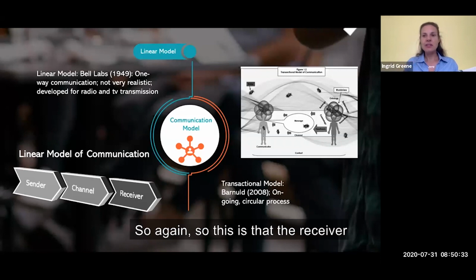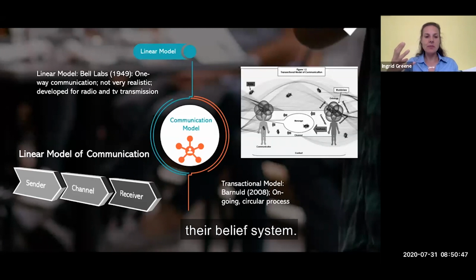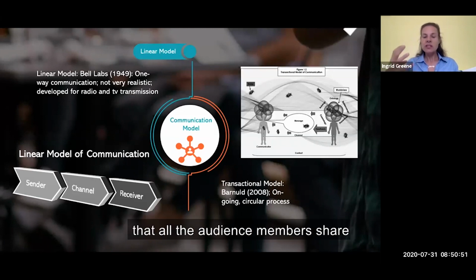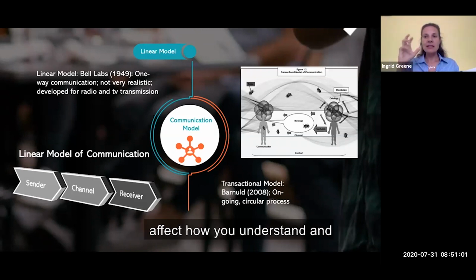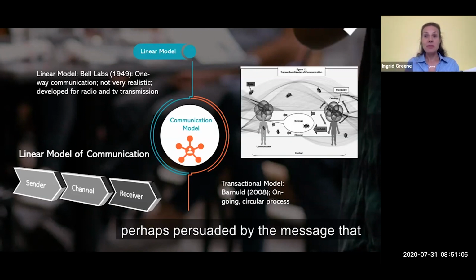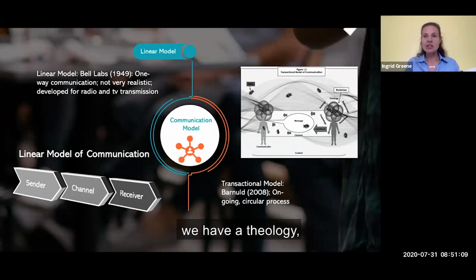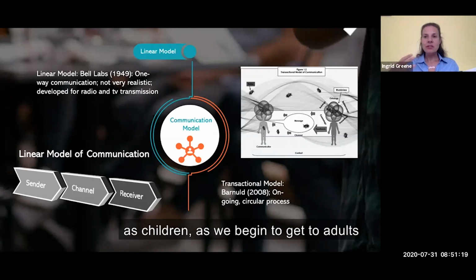Ontology, our belief system. So again, this is the receiver of the message, and so all these things that are going on in the receiver's head that affect how they receive the message, right? And so moving on to ontology, that's their belief system. So we shouldn't assume as a speaker that all the audience members share the same belief, right? And so we want to be aware of that, because as a receiver, you have an original belief system that's going to affect how you understand and are perhaps persuaded by the message. Then we have axiology, similar, our value system, cosmology, the way we see our relationship to the universe and to other people, right? So all these things that we learn as children, as we begin to get to adults, to get more of a stronger foundation.